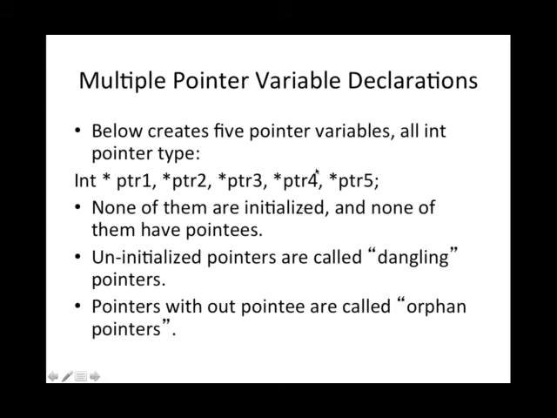You could declare multiple pointer variables in one line. I prefer not to do that. If I have int asterisk ptr1, asterisk ptr2, asterisk ptr3, asterisk ptr4, these are all int type pointers. They can store variable addresses of int type, up to 5. None of them are initialized, none of them have pointees. Uninitialized pointers are called dangling pointers. Pointers without pointee are called orphan pointers.